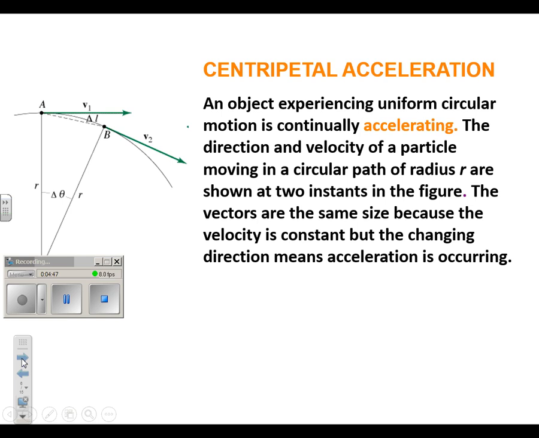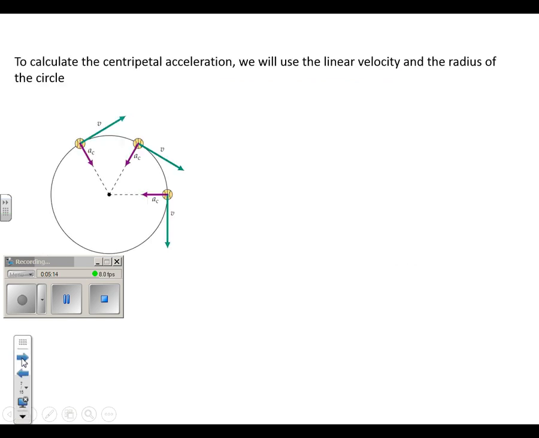The vectors are the same size because they have the same magnitude, and the velocity is constant when we're talking about the magnitude, but the direction is changing continuously. And since the direction is changing, that means that it is accelerating because the velocity is changing. The speed is staying the same. The velocity is changing, but only the direction of the velocity is changing, not its magnitude.